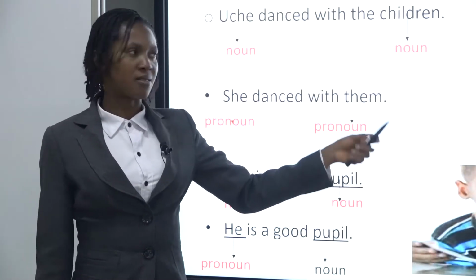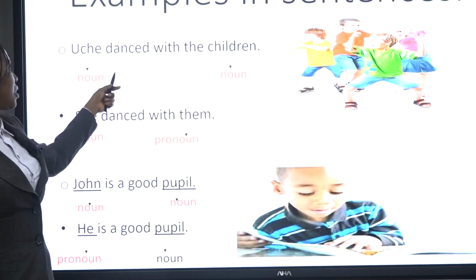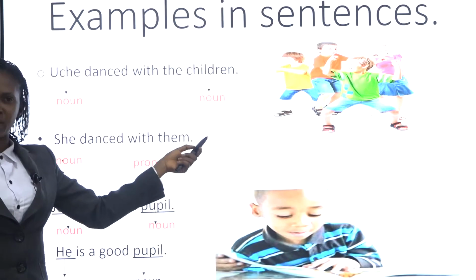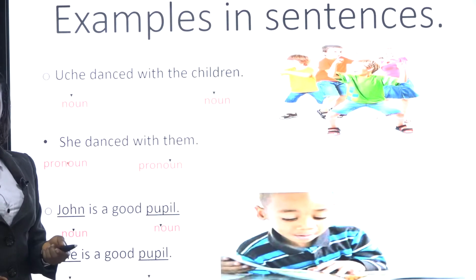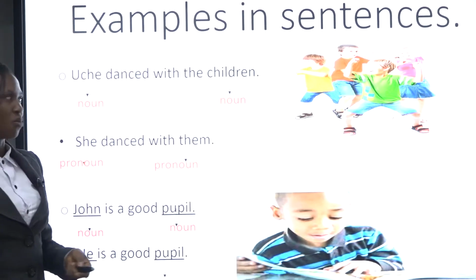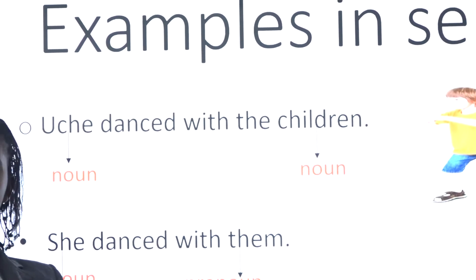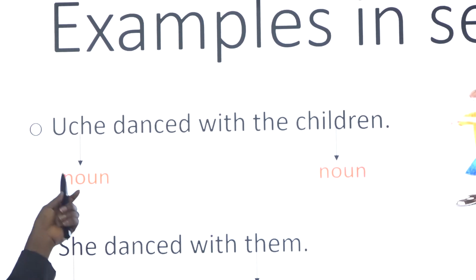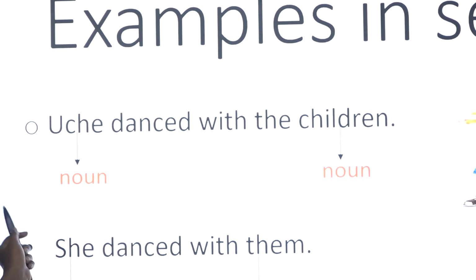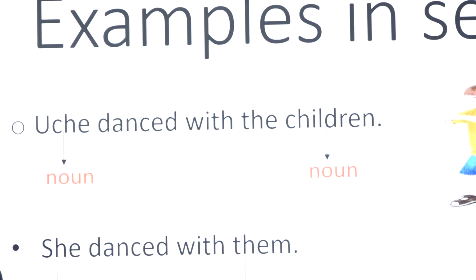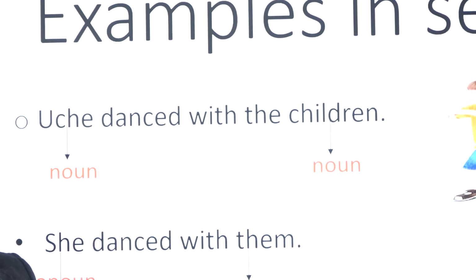Examples in sentences. Uche danced with the children. Can you identify the nouns in the sentence? We have Uche. Uche is a noun. But instead of mentioning Uche, we replace it with he. He danced with them. The children is replaced with them.